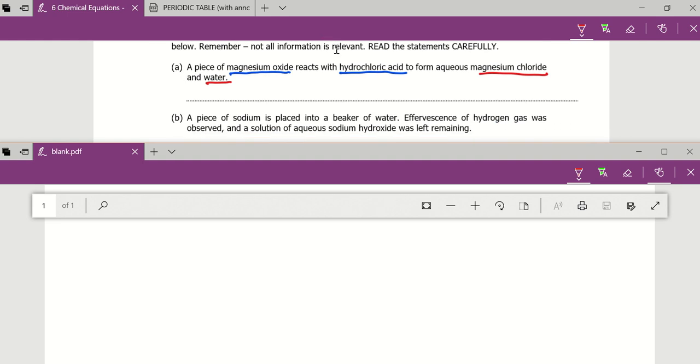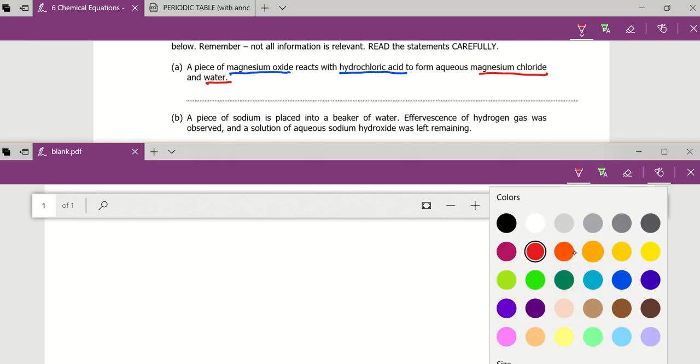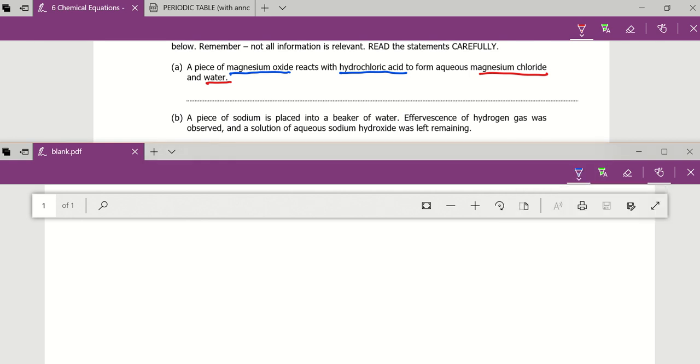So going through the same process again, we have magnesium oxide, which is a reactant. It reacts with hydrochloric acid to form aqueous magnesium chloride and water. This is a very typical acid plus base reaction where you get salt and water, and you will learn this in your next chapter on acids and bases. So let's write down the word equation.